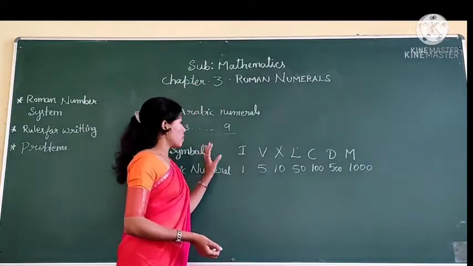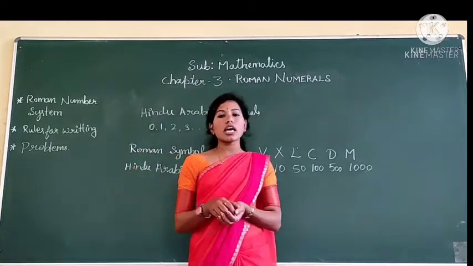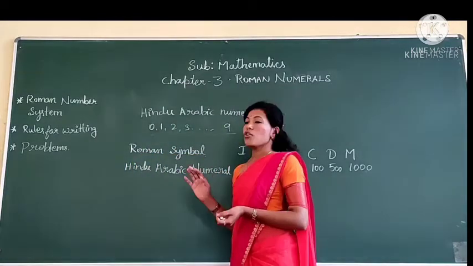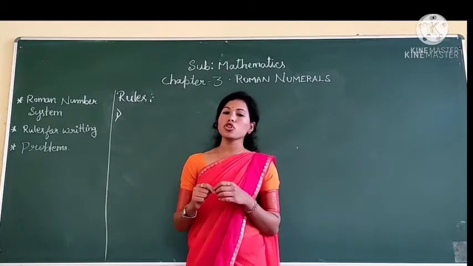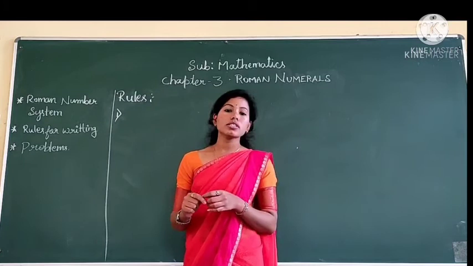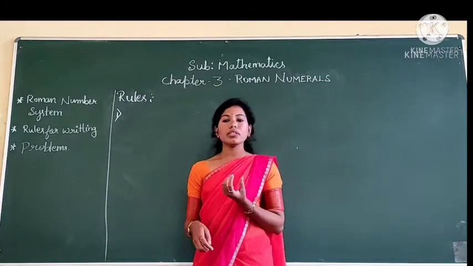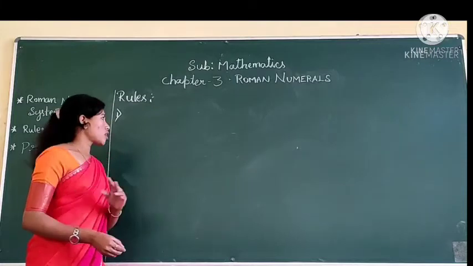To write the Roman numbers there are some rules. Now let us discuss those rules. There are 4 rules. The first rule is: when certain numerals are repeated, the number represented by them is their sum. That means when the numeral is repeated, we add it.